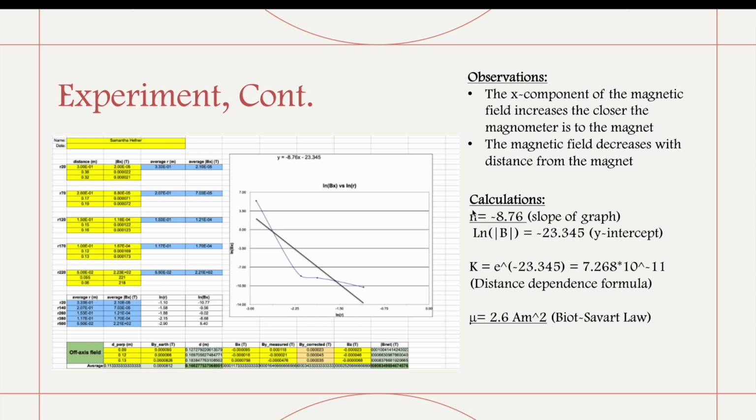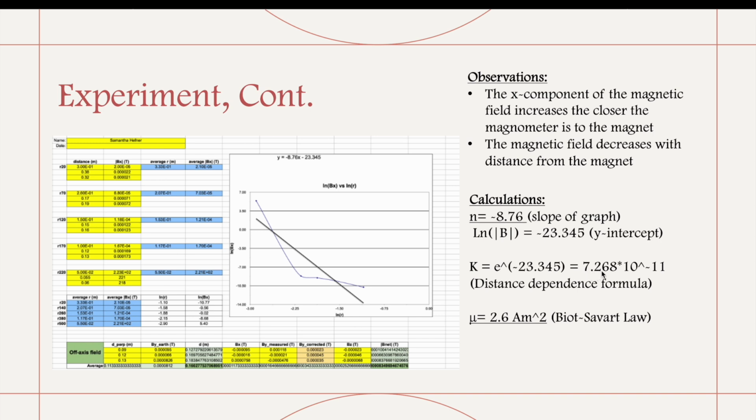So here's some calculations, just a quick little summary of what we did. Our n value and ln of b is pretty easy. So from the graph you can produce the formula for the slope. Our n value is actually the slope of the graph, so negative 8.76. ln of b is the y-intercept, it's 23.345, and then using this we can get k. All we do to get k is isolate b, e to the 23.345 is our k value.